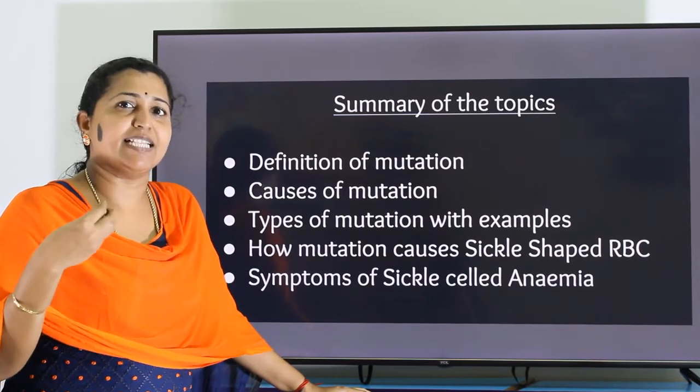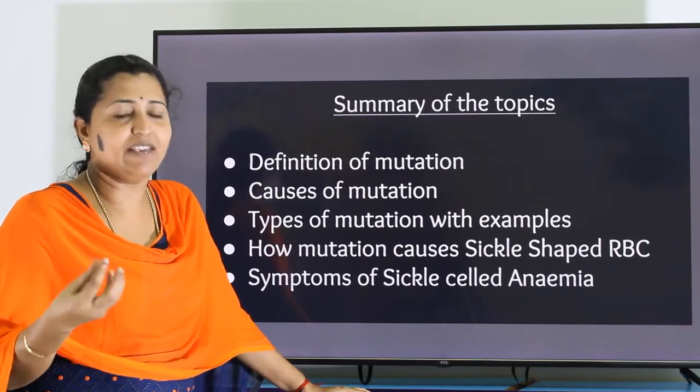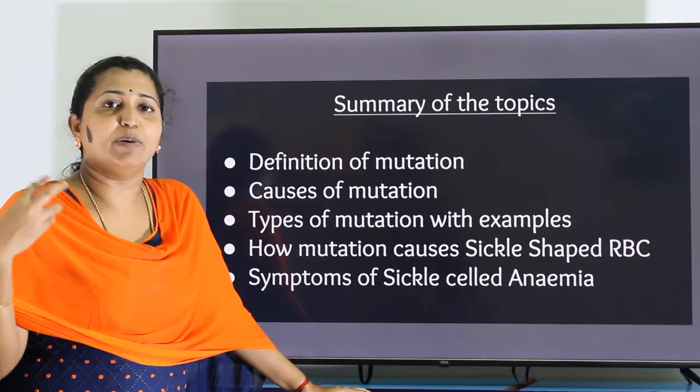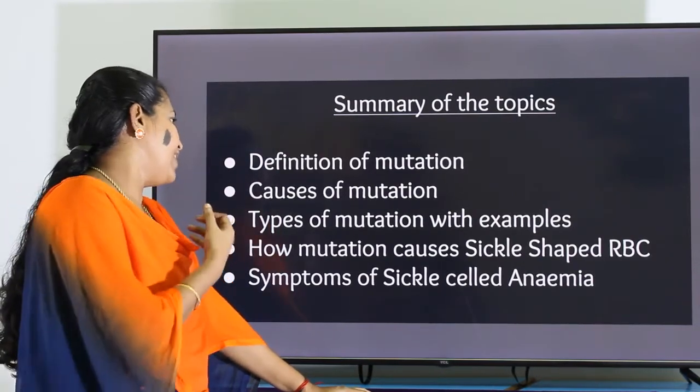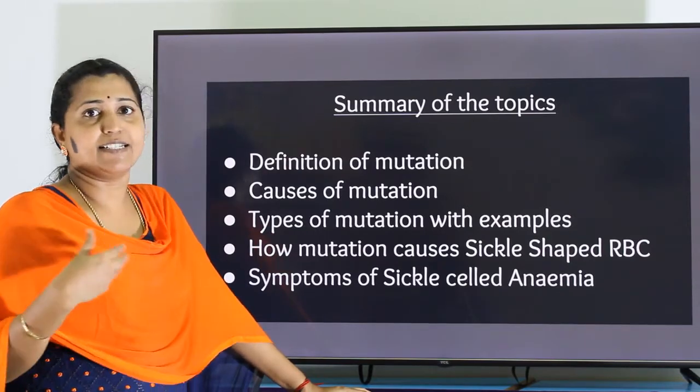Then we have seen about the gene mutation. There is a change in the base sequence of the DNA. We call it a gene mutation. And remember, the example for gene mutation we have studied is sickle cell anemia. Then we can see how mutation causes sickle-shaped RBCs.